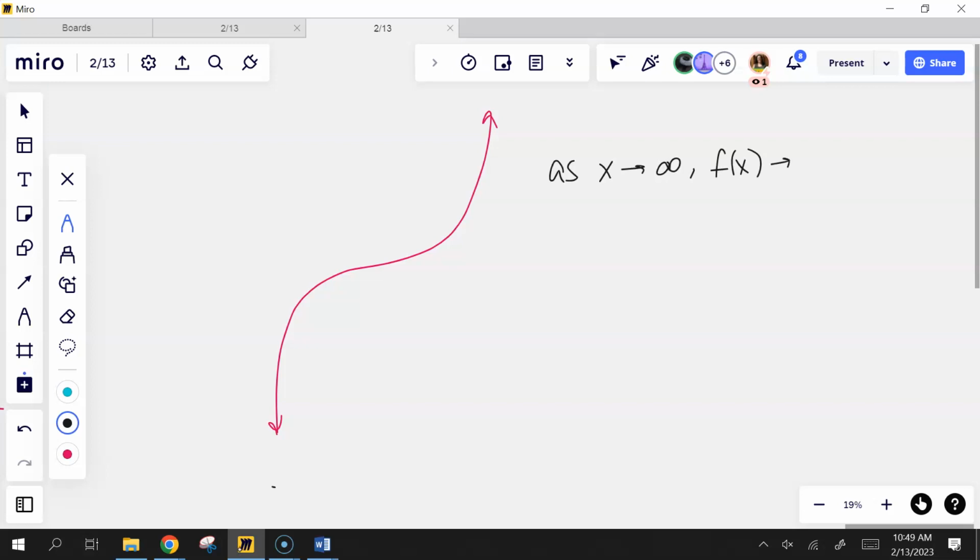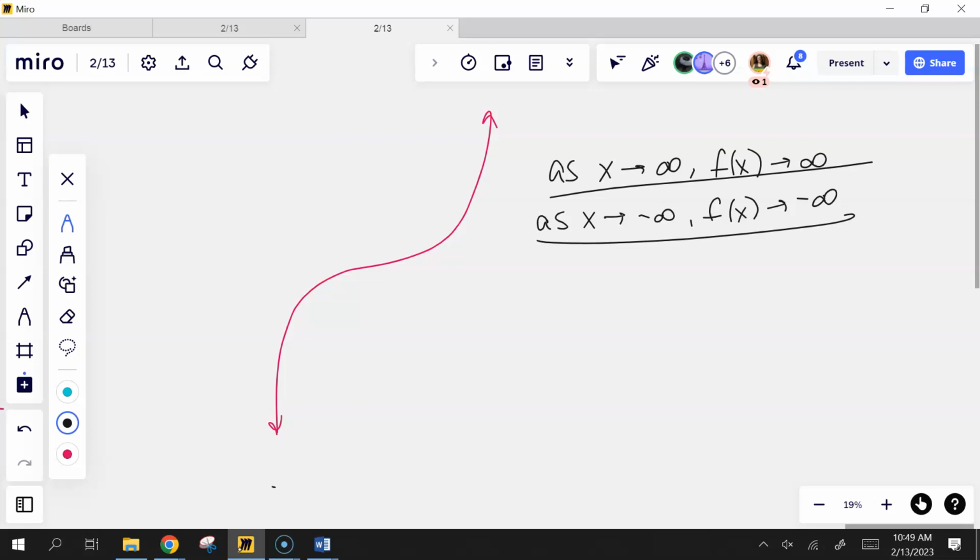What do you get here? Positive infinity. The other side. Oh, I don't know. It doesn't matter which one you do first. I'm sorry. How about negative? That's right. This says the right side goes up, the left side goes down.